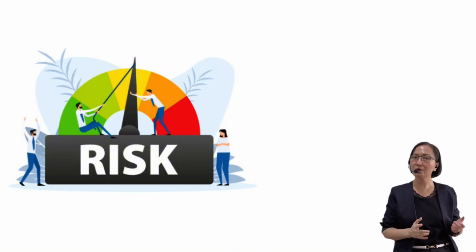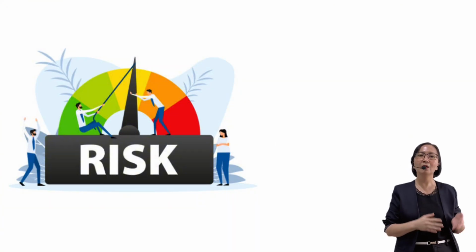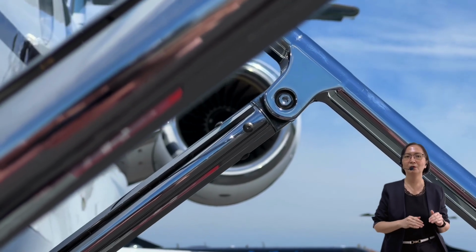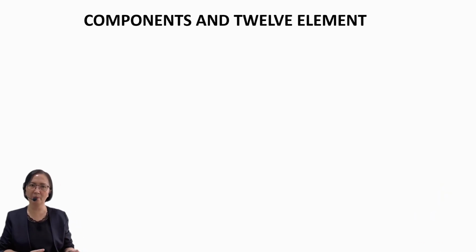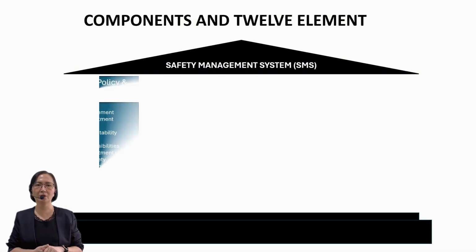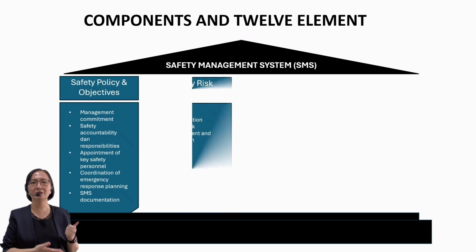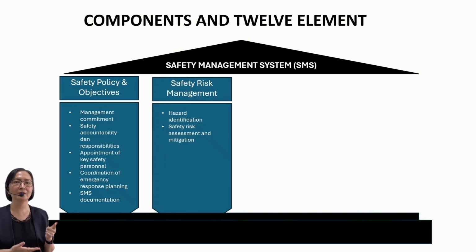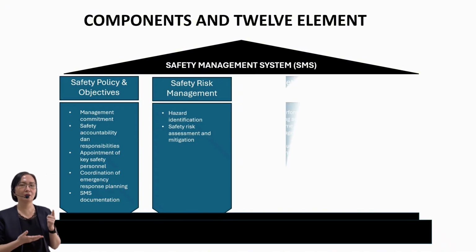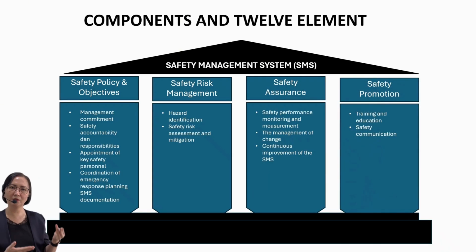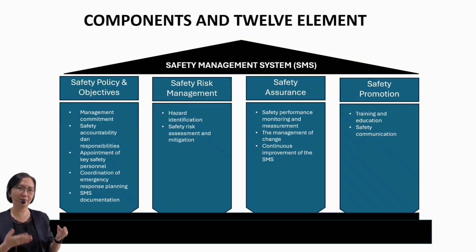We will discuss the various elements that we have to put in place to answer these four questions above. Let's leave that for now and move on to the four pillars of SMS. SMS is built upon four essential components and 12 elements: safety policy and objectives, about leadership commitment and accountability; safety risk management, about identifying, assessing, and mitigating risk; safety assurance, about monitoring, measuring, and improving performance; and safety promotion, about training, communication, and cultivating a positive safety culture.